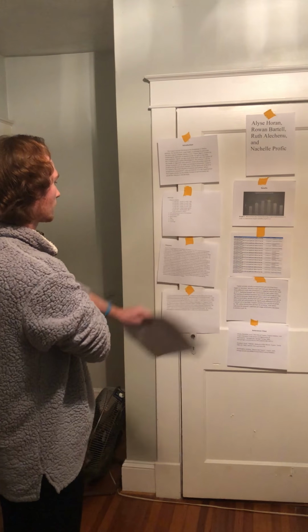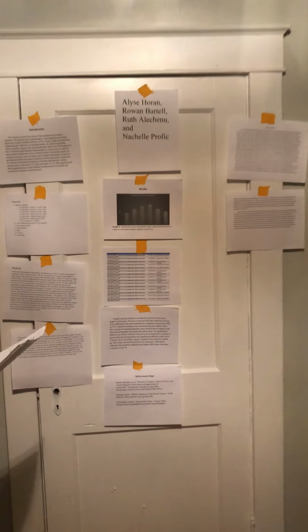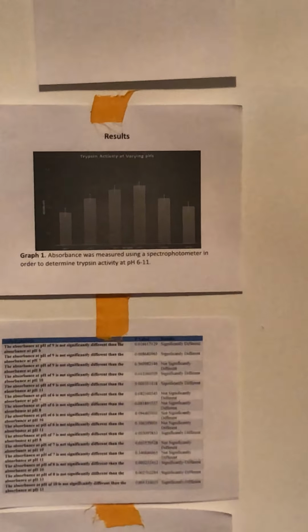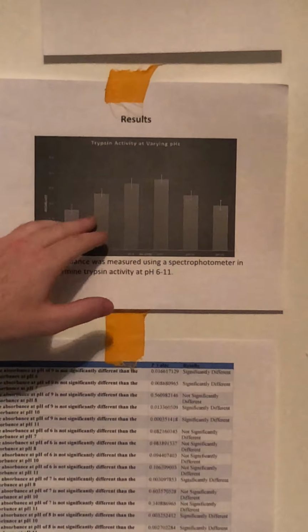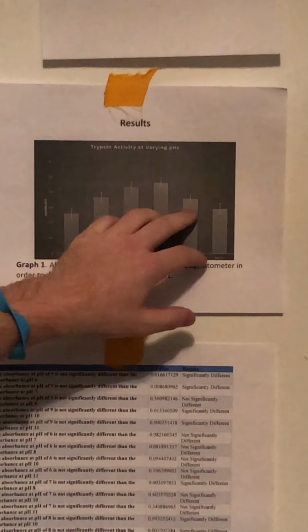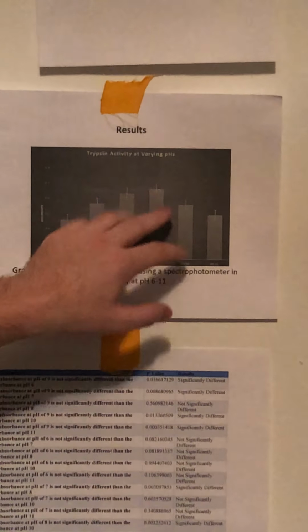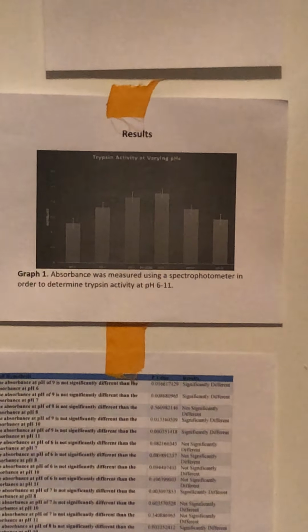For results, trypsin activity initially increased from 6 to 9, showing it started to denature at 10 and then started to decrease. As you see in this graph, it increases from 6, 7, 8, 9, and then decreases 10 to 11, with optimal ranges of around 9 to 10.